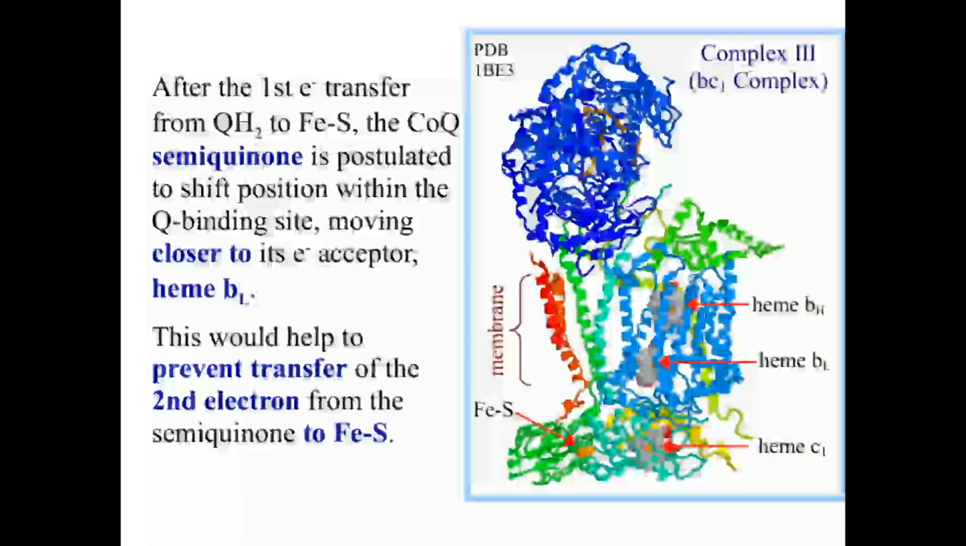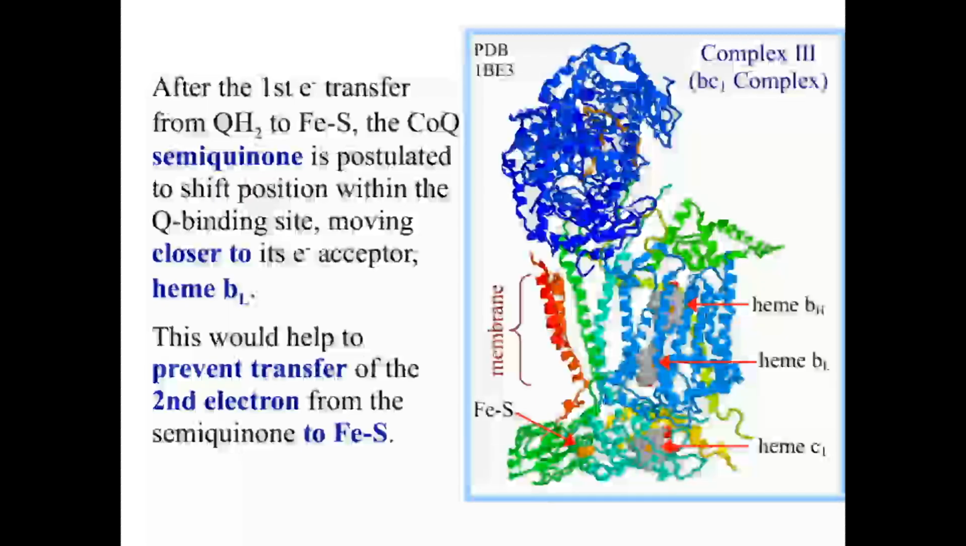Why is this important? Well, this positional change helps to prevent the transfer of a second electron from the semiquinone to the FES cluster. Essentially, this shift acts as a regulatory mechanism, ensuring that electron flow proceeds in a controlled manner and avoids unwanted side reactions. It's a clever way the system maintains efficiency and prevents overreduction, which is crucial for the overall function of the electron transport chain.